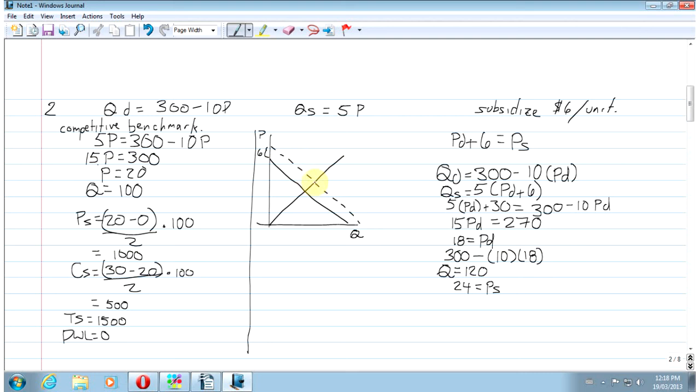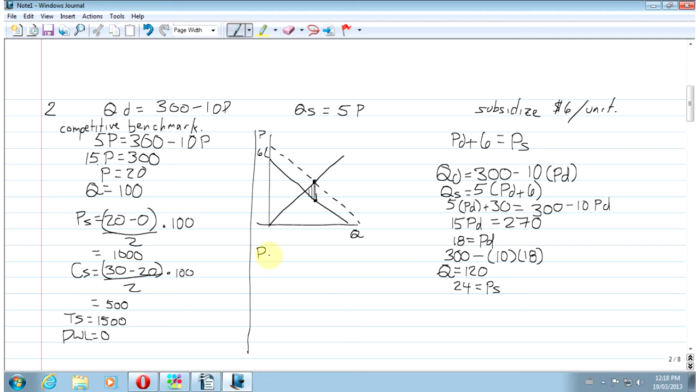All right, we've got this being supplied, this being demanded, and this is our $6 subsidy. So deadweight loss, of course, is this triangle, but I want to actually show you how you get that, aside from just knowing that it's that triangle. So we're going to go through the whole route of producer surplus, consumer surplus, deadweight loss, which you kind of had to do for the question anyways.